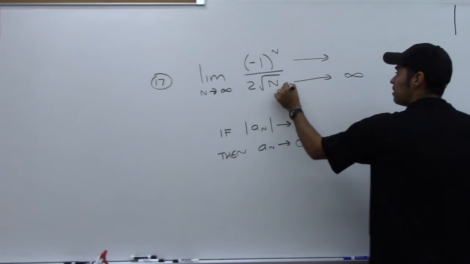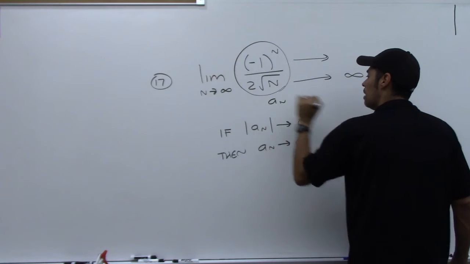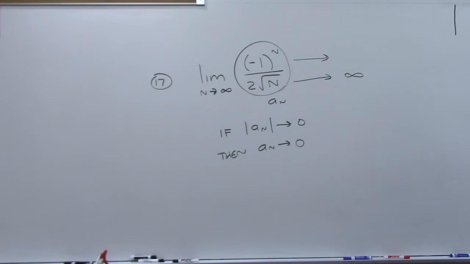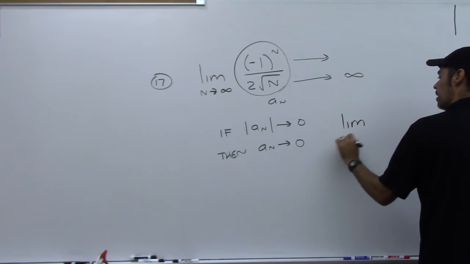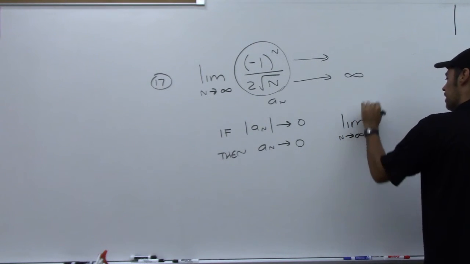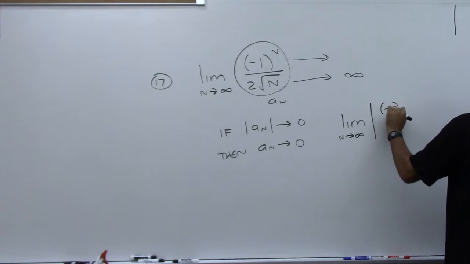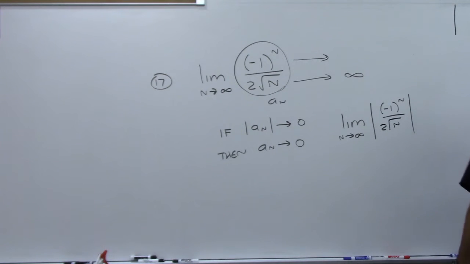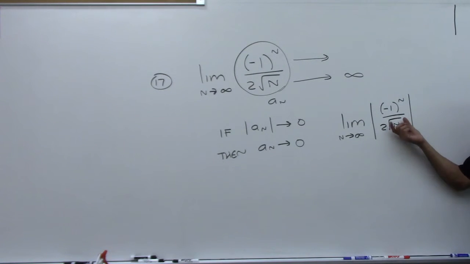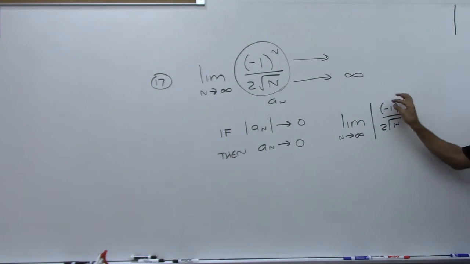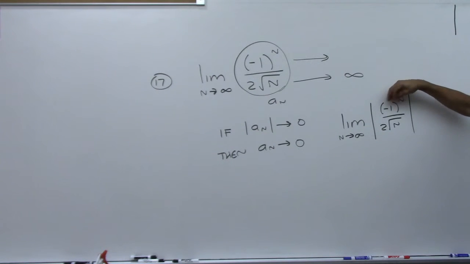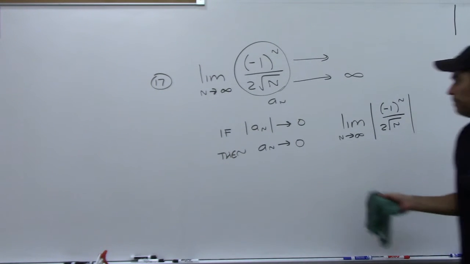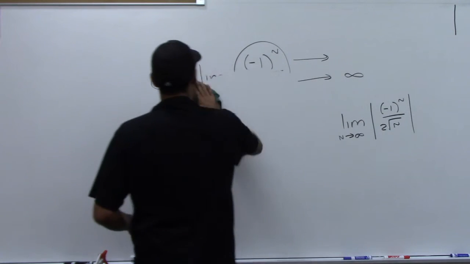Let me take this. This is my a sub n. Let's look at the absolute value of it. So what is the limit as n goes to infinity of the absolute value of (-1)^n over 2 root n? Well, when you take the absolute value of a fraction, you do the top and bottom separately. The absolute value of the top will always spit out a 1, because no matter whether it changes between positive and -1, once you hit it with the absolute value, it's just 1.